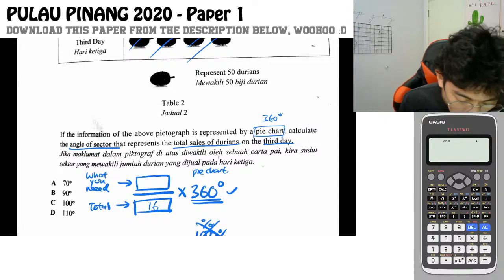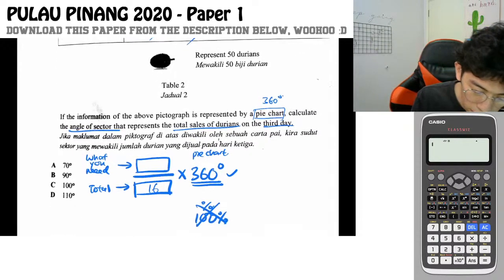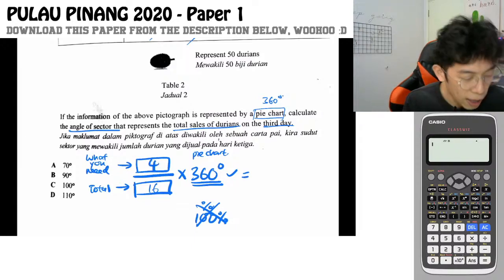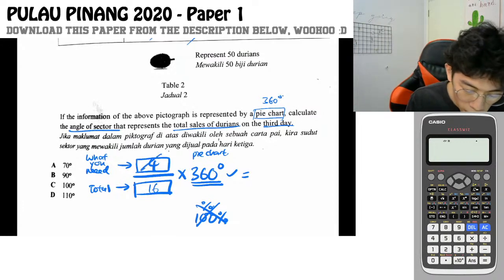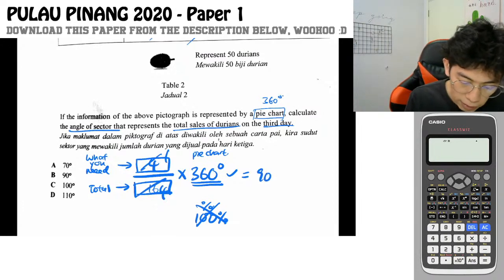Okay, then what do you need? You need the third day. Third day is 4. You want times 50 also can. Same thing, you will just cancel off each other, right? So 1 and 4, the answer is 90 degrees.